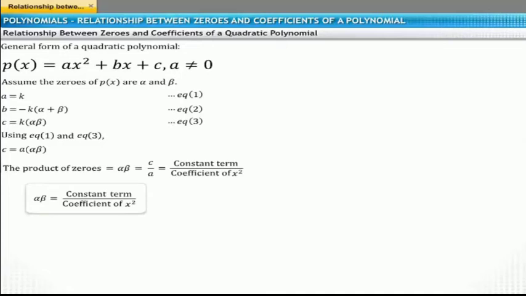Now we divide the first and second equations. So we will get b upon a is equal to minus (alpha plus beta). And when we divide the first and third equations, we will get c upon a, k and k cancel, and alpha beta.